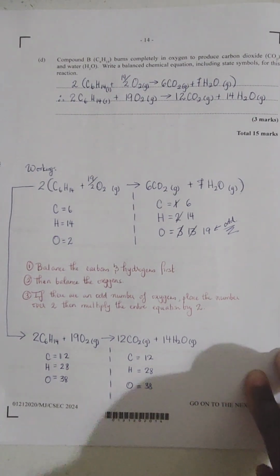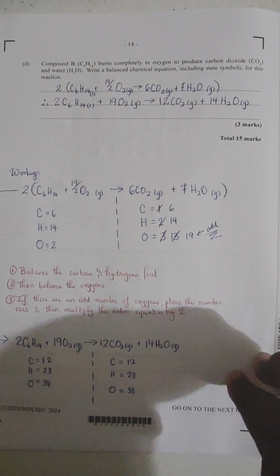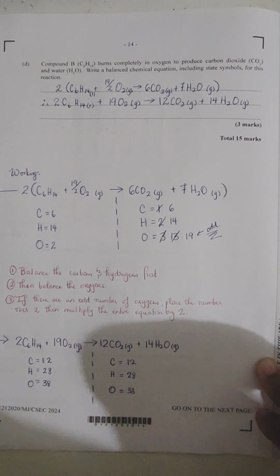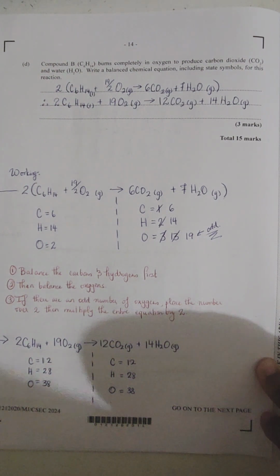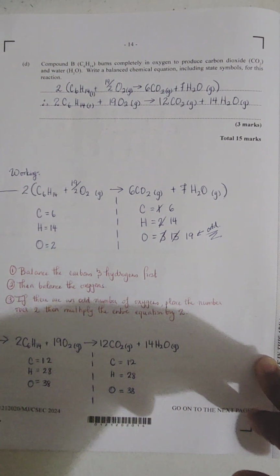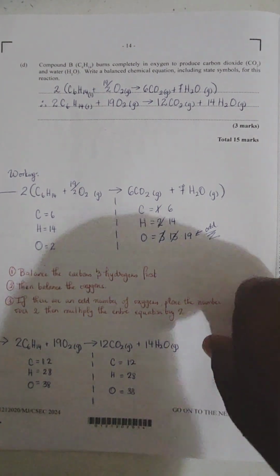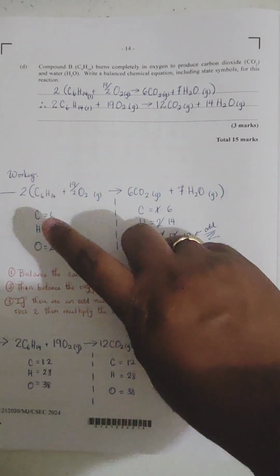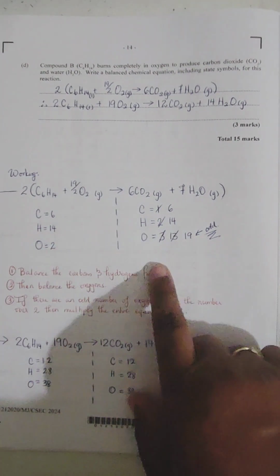All right, so for this one, they said compound B, C6H14, burns completely in oxygen to produce carbon dioxide and water, which is what always happens when they combust. So it says write a balanced equation including state symbols for this reaction. What I always tell people, when you're balancing hydrocarbon combustion equations, you always want to balance the carbons and the hydrogens first. So what I did, I wrote down the working for you.